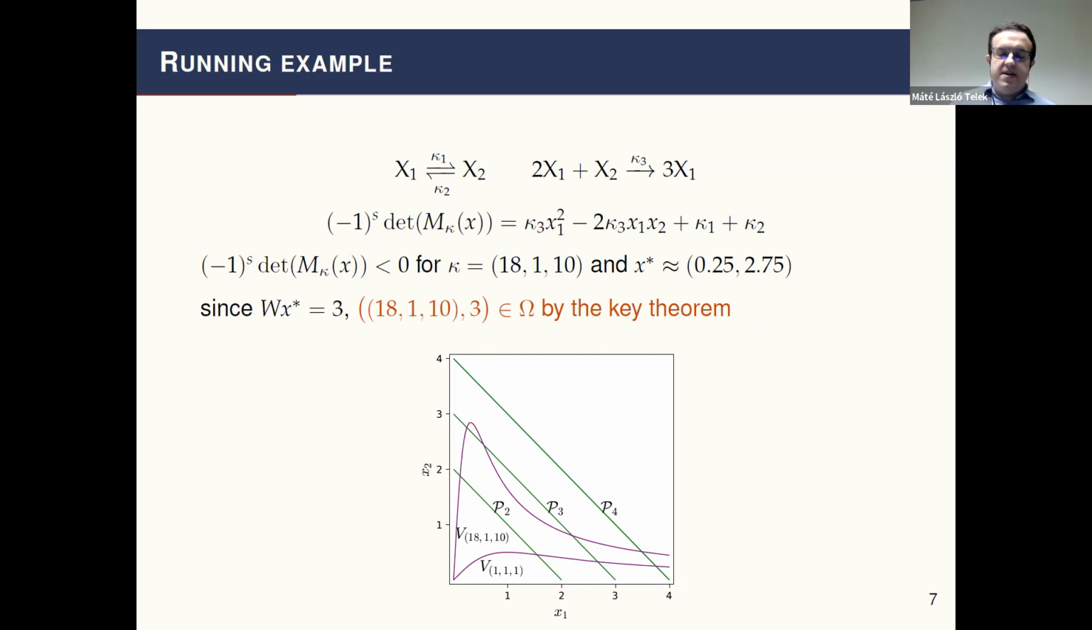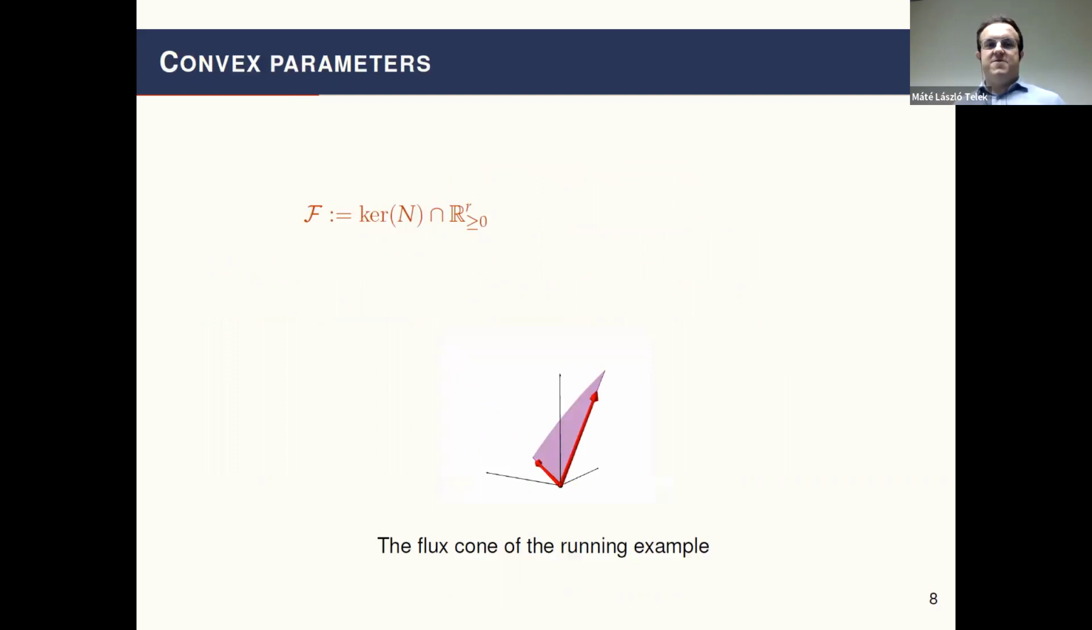So far, so good. But here, the important thing is that we have to evaluate this determinant at points such that x is in the steady state variety with parameter kappa. And for that, it's very useful to have some kind of parameterization of the steady state variety. For example, you can use monomial parameterization if you like monomial parameterizations. But today, I will use a different type of parameterization, namely so-called convex parameters.